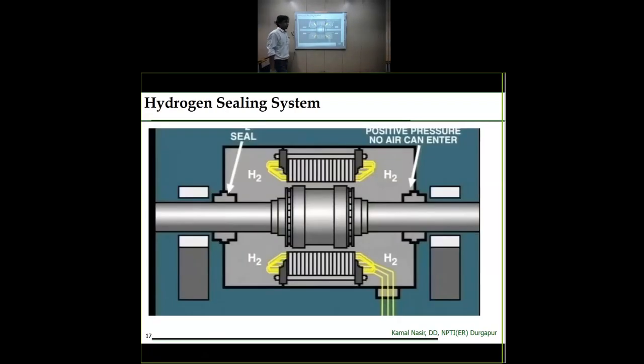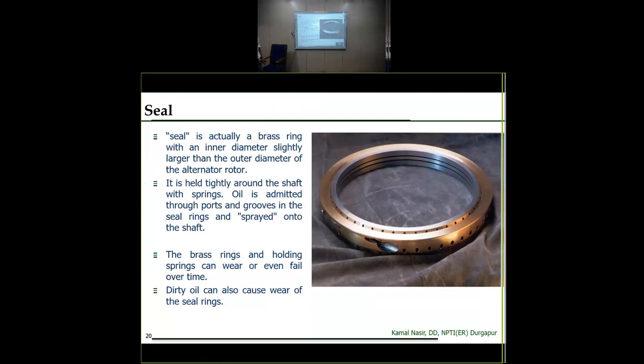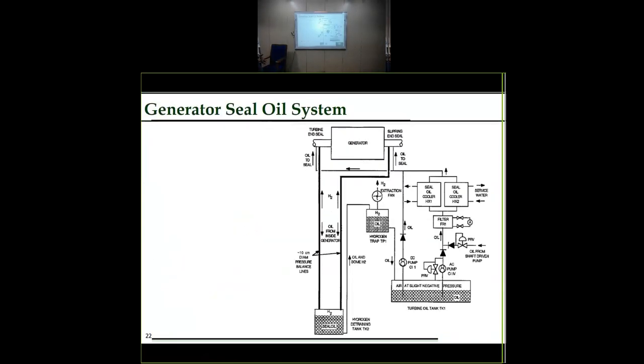Now, since we are using hydrogen, and hydrogen can form an explosive mixture with air, we have to protect against any ingress of foreign material into the generator so that the properties of hydrogen can be maintained. For that, we use the generator sealing system. The turbine has a lubrication system, and the same oil we use for sealing the generator. At this end, when the rotor is rotating and supported, we provide the oil sealing. You can go through the uses. I am just telling you the oil sealing system.